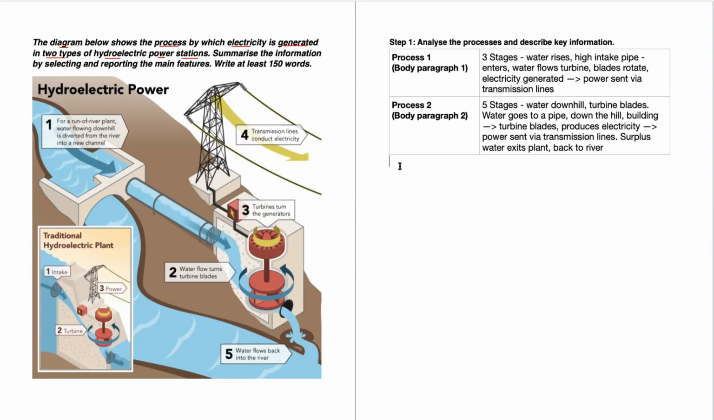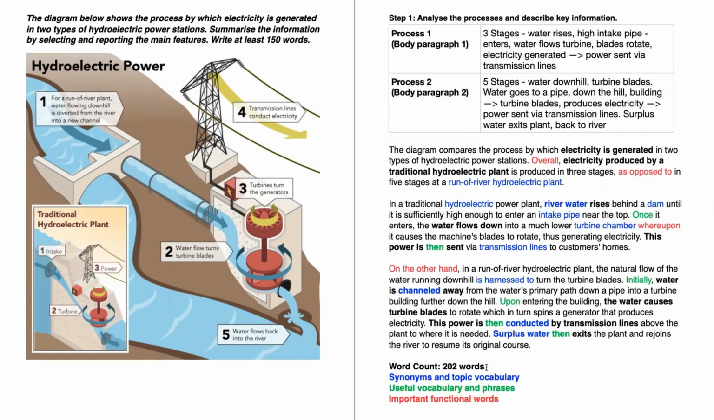Now I'm going to show you the finished essay, color-coded, and we can go through it together. Now, first off, I just want to show you that our word count is 202 words. That makes sense. When it comes to two processes, it's actually easier to get your word count up to where it needs to be. We had a lot to include in this case, so the 202 words definitely fulfills the 150 word minimum, so that's great. And keep a note about these color-coded words. The blue shows synonyms and topic vocabulary, the green, useful vocabulary and phrases, and the red, important functional words. So let's read it together, and I will stop for important things.